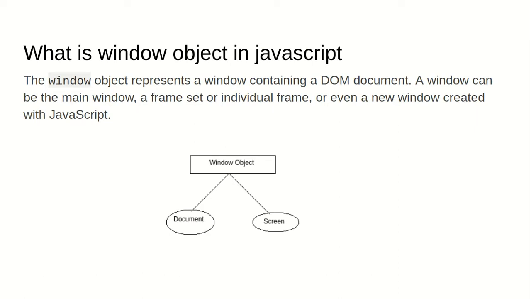The window object generally represents a window containing all the DOM in the document. Basically, the window can be the main window when you open the browser. If you open a new window, a frameset is individually set in a frame window. When a new window is created with JavaScript, every window has its own properties. The window is basically a superset object that contains the document and screen objects.